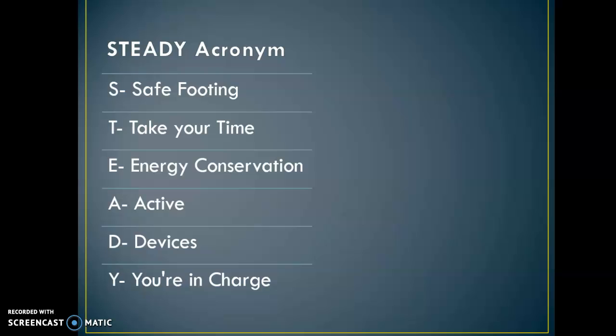Also, taking your time will save their energy, but they also need to be active. They can't just have a fear of, if they get out of bed, they're going to fall. They need to keep being active, but take their time doing this. Devices, if they have an oxygen tank, make sure that they are aware of where they are placing that so they do not trip over it. And the client is in charge. They need to make sure they know what they are doing, so they need to be educated on that.